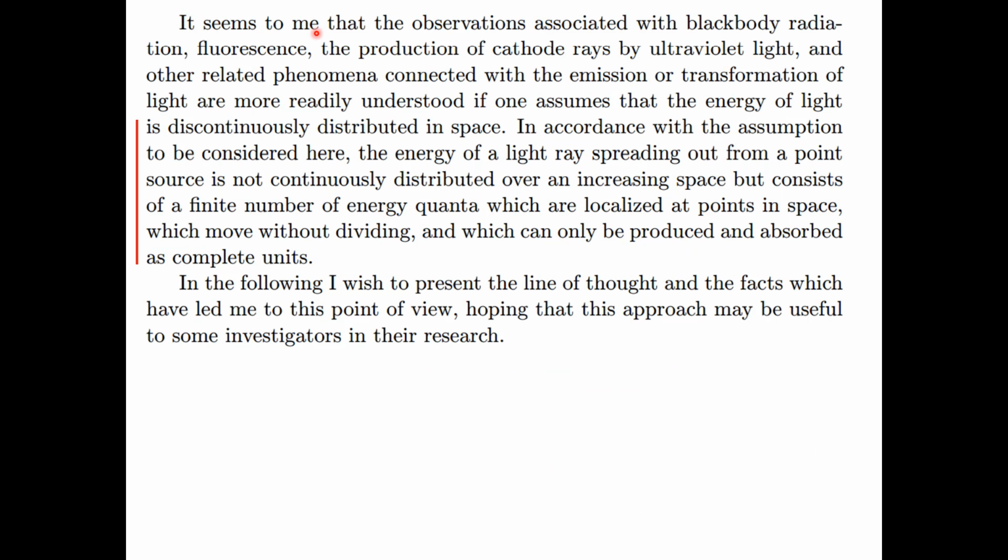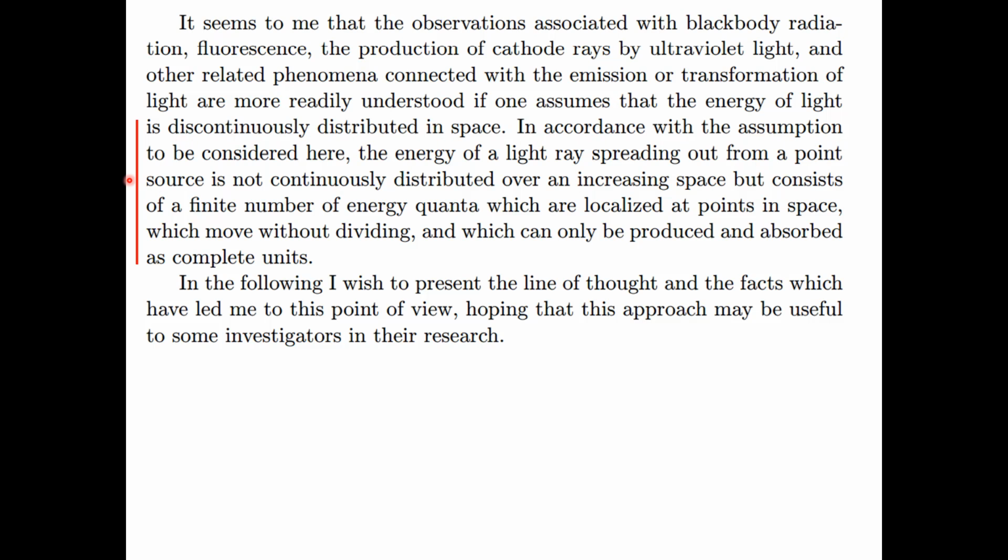It seems to me that the observations associated with blackbody radiation, fluorescence, the production of cathode rays by ultraviolet light, and other related phenomena connected with the emission or transformation of light are more readily understood if one assumes that the energy of light is discontinuously distributed through space.